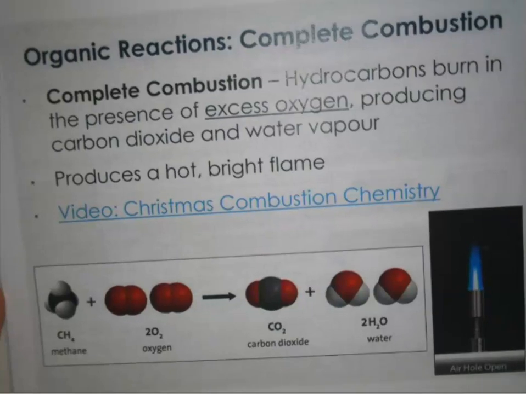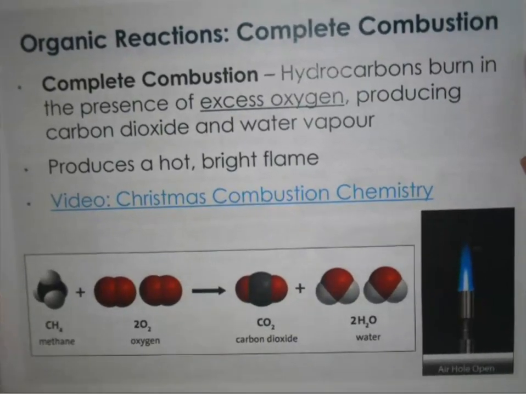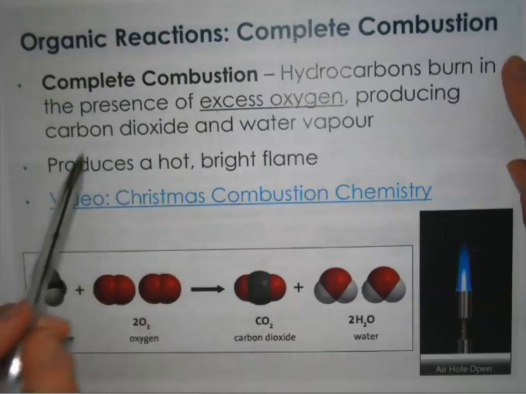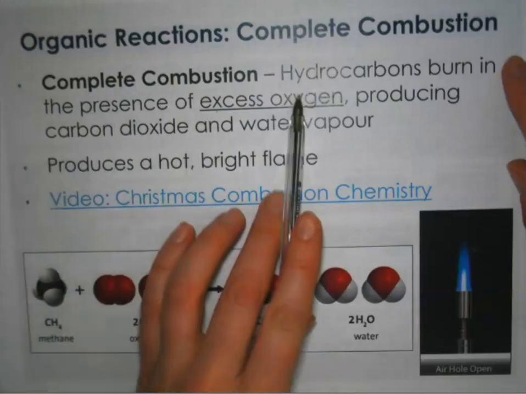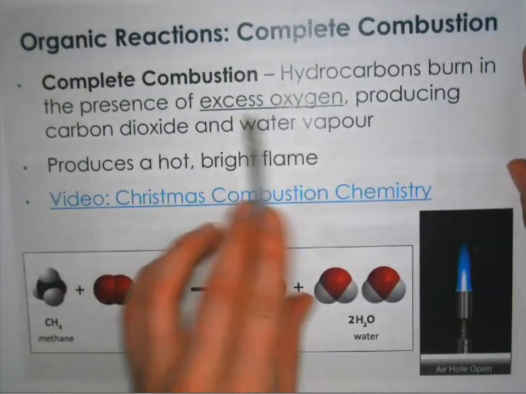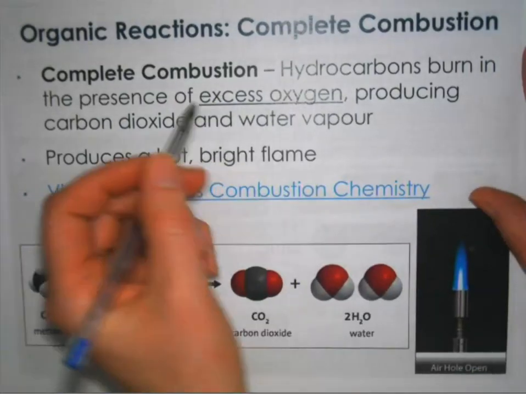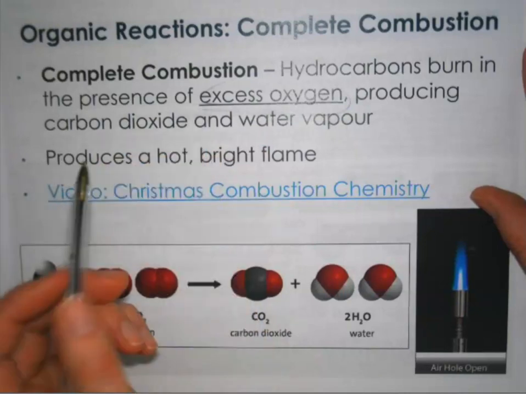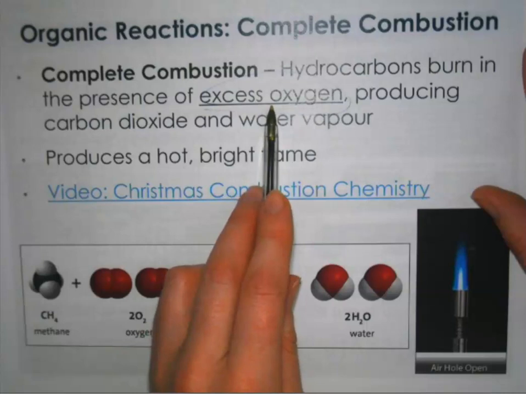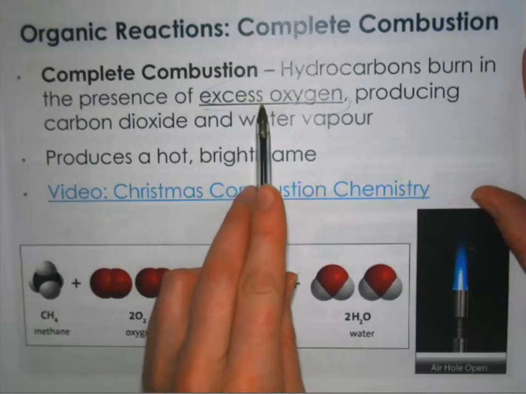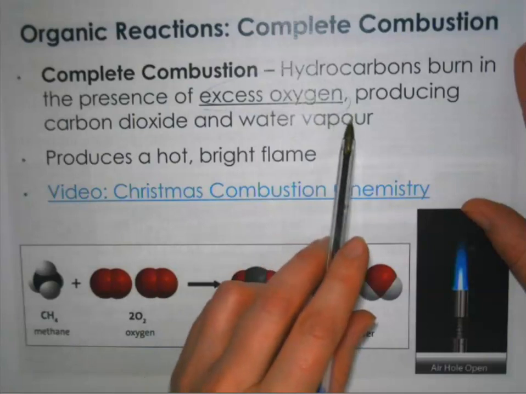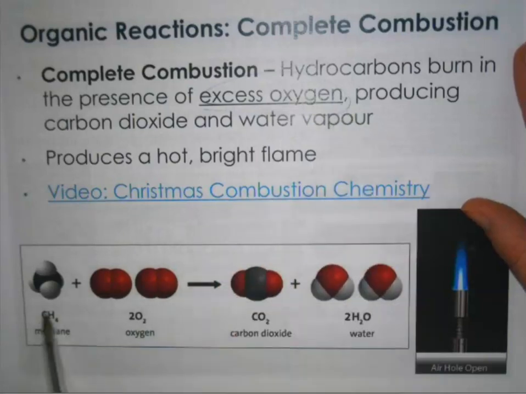Okay, last couple of things here is combustion. So complete combustion, you should be familiar with that from previous science classes. Basically you just have hydrocarbons burning in the presence of excess oxygen. This is the main important thing you need to be aware of for Chem 30 that we probably didn't talk a lot about in Chem 20 or Science 10: you need to have an excess amount of oxygen available so that every single hydrocarbon can combust.